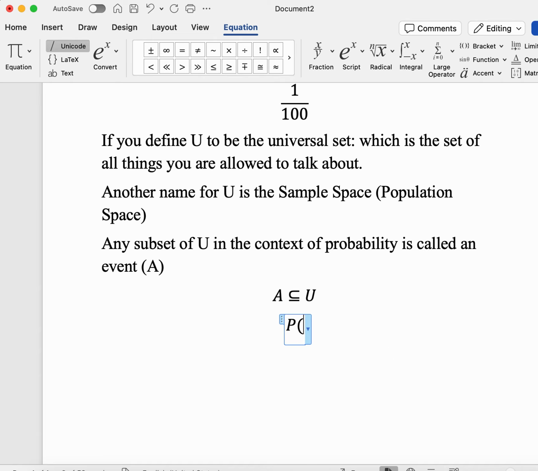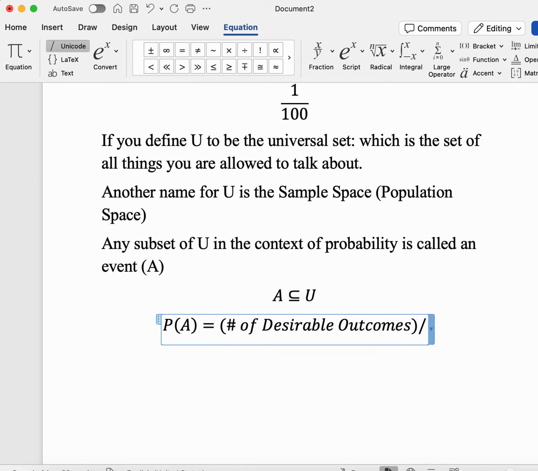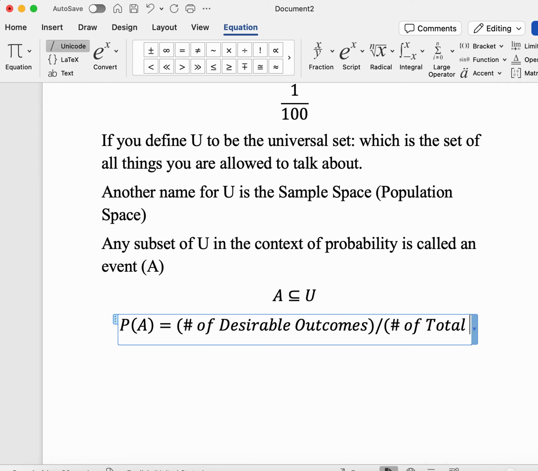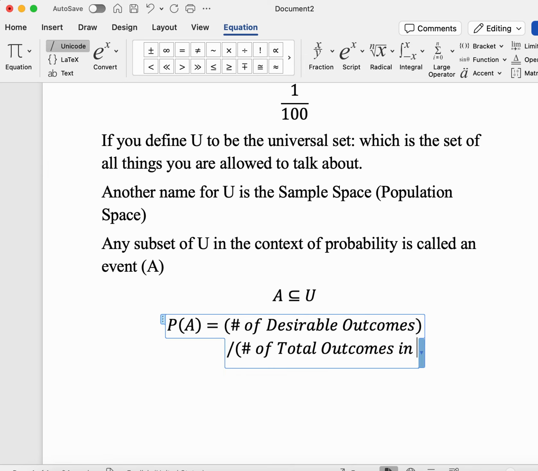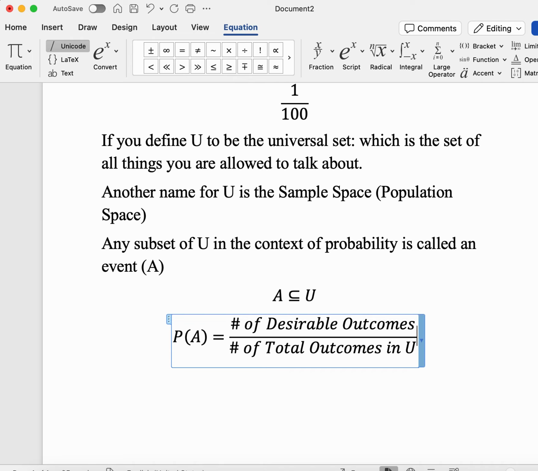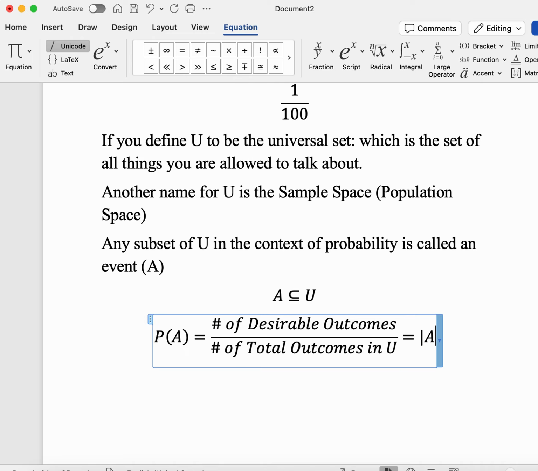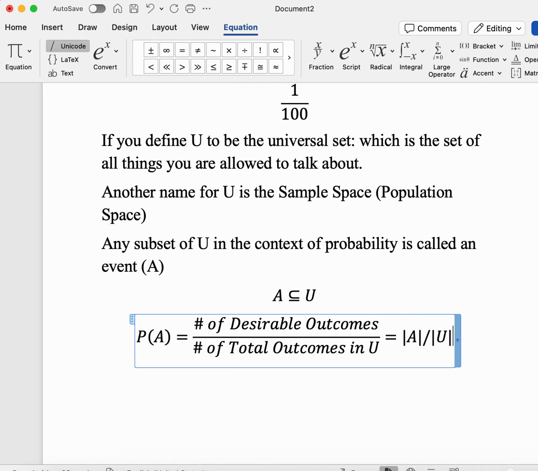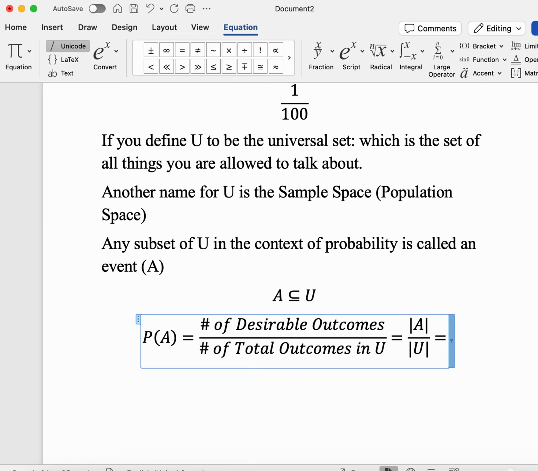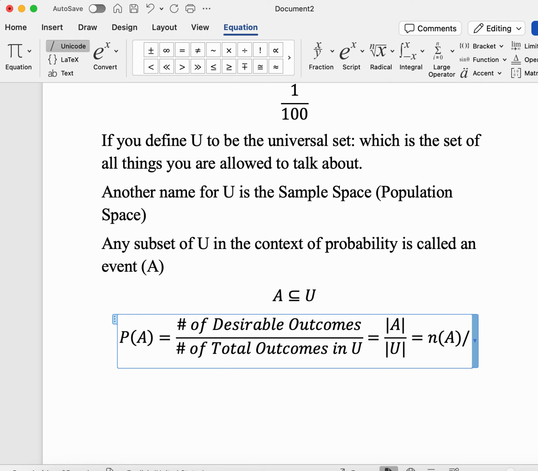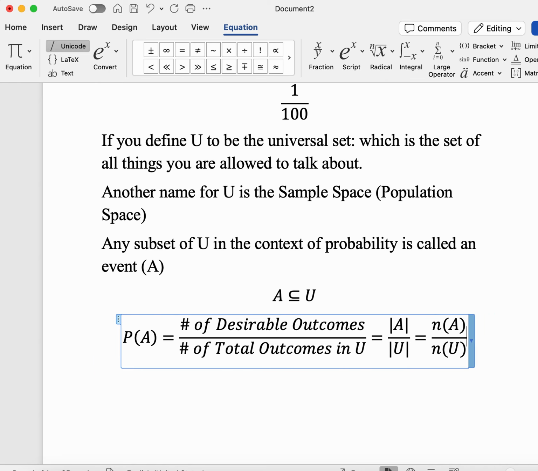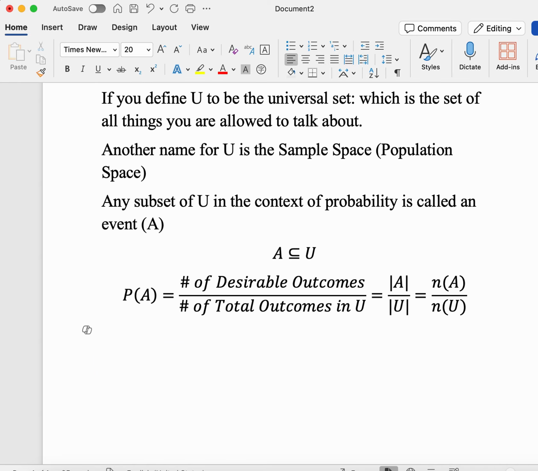Then we define the probability of an event A to be the number of desirable outcomes in your sample space over the number of total outcomes in the universal set U, or the sample space. And sometimes you might see it written in two different kinds of notation. You might see it written with absolute value vertical bars here. We call this the cardinality of A over the cardinality of U. Sometimes you might just have it as n of A, the number of items in A, over the number of items in U. And boom, straightforward like that.